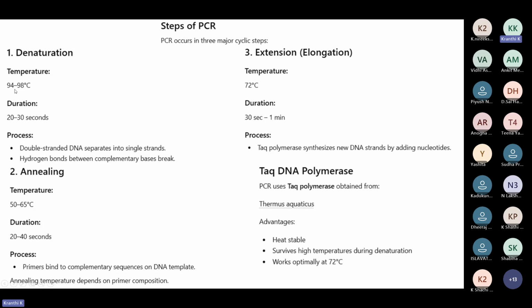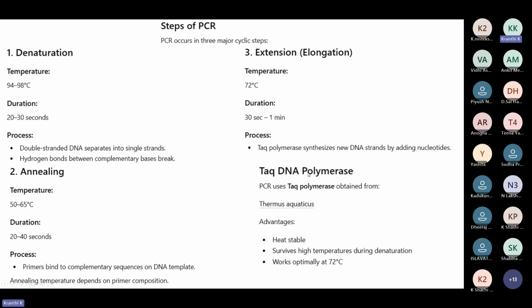Then this option will help you to denature first. This is the first temperature, 94 to 98, 20 to 30 seconds. Annealing needs a separate temperature. Annealing will help to bind the primers. Then extension will extend the new DNA synthesis by Taq polymerase.